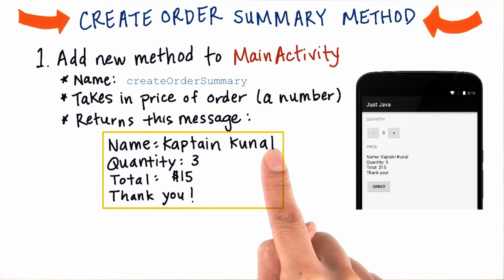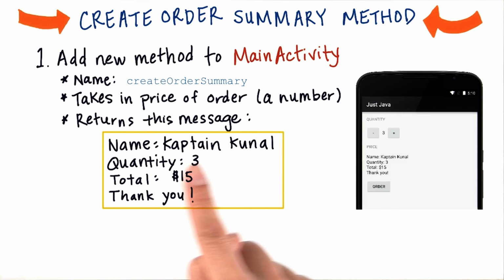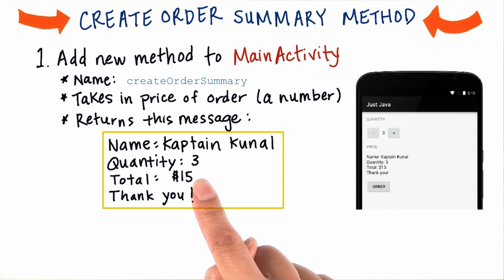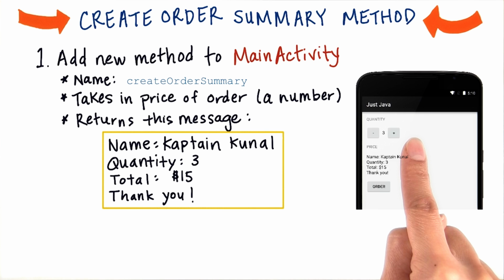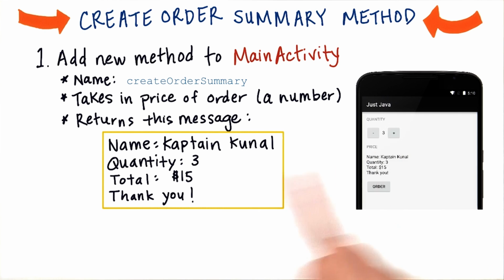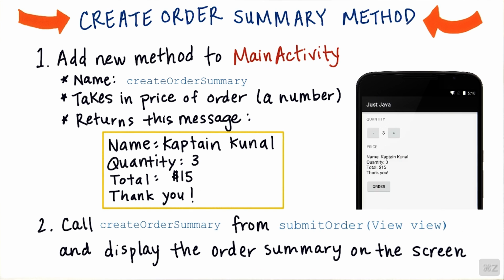Feel free to use your own name or any other name, and make sure that quantity and total are accurate based on what the user selected in the quantity picker. Then just add thank you. The second step is to then call this new method from the submit order method. Once you get this string back in the submit order method, then go ahead and display it on the screen, like this. Check these boxes when you're done.